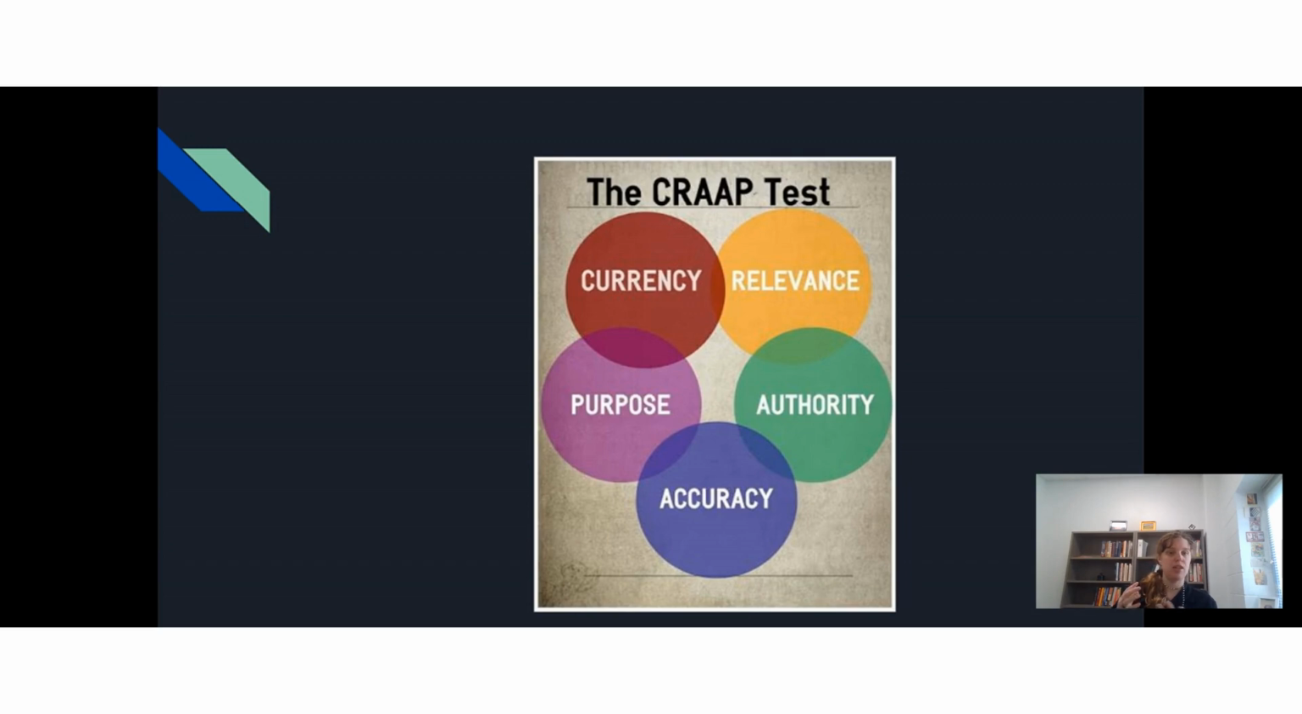Next is accuracy. Is the information real? So to figure out accuracy, we often have to fact check. So you can see all the books behind me. I have to fact check. When we look on websites, we have to fact check. We can also look at citations. So when we look at books, like the books behind me, there'll be some sort of citation there.